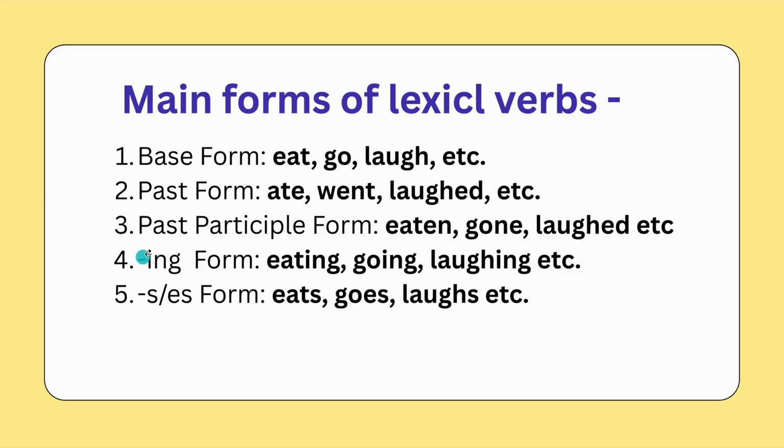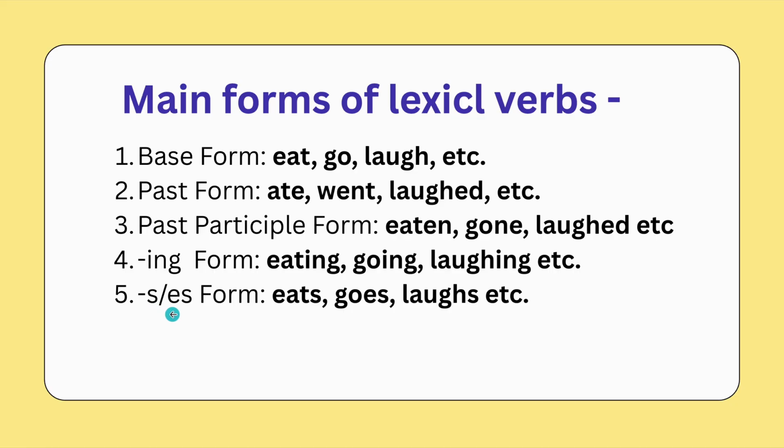Now third form or past participle form: eat, second form ate, and third form is eaten. Go converted to gone in third form, laugh converted to laughed. Ing form: eating, going, laughing, etc. This is ing form.